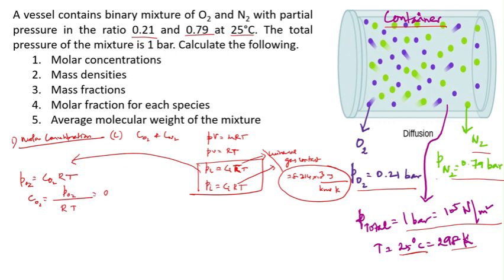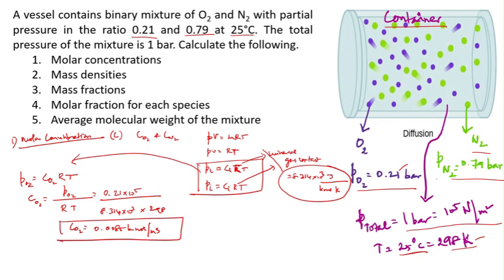P of O2 is equal to 0.21 into 10 to the power of 5. Better to substitute in Newton per meter square. The universal gas constant is equal to 8.314 into 10 to the power of 3. And the temperature can be substituted in terms of Kelvin, so 298. Finally, we find C of O2 is equal to 0.0085 kilomole per meter cube. Then again, we are going to find C of N2.